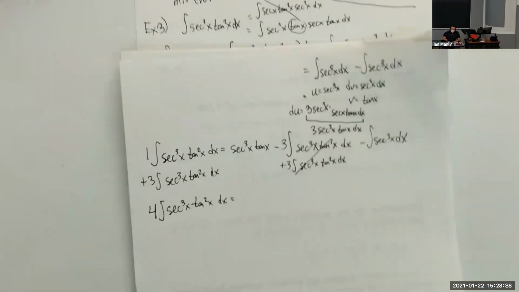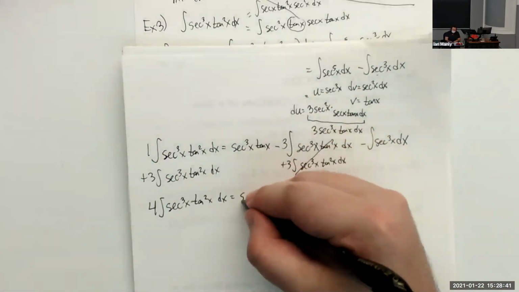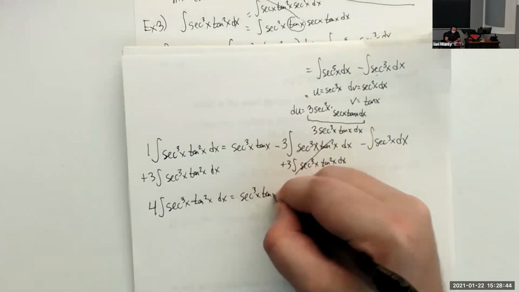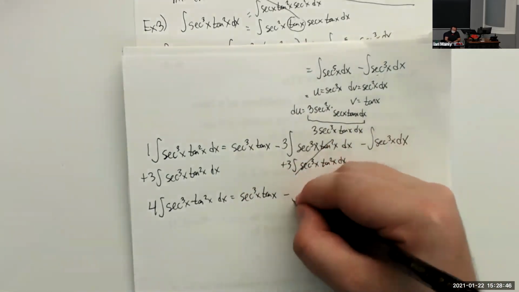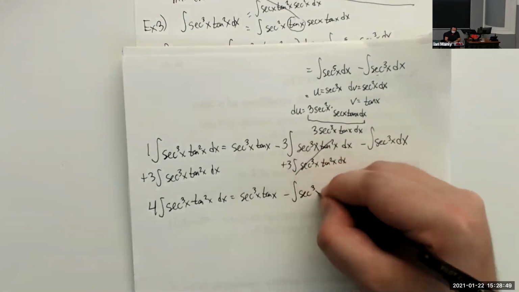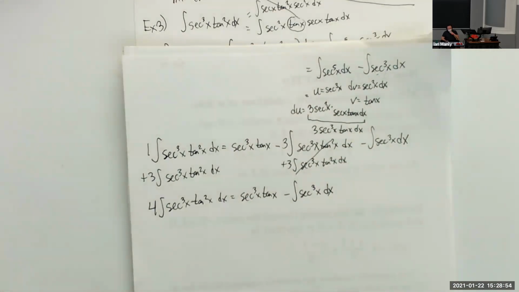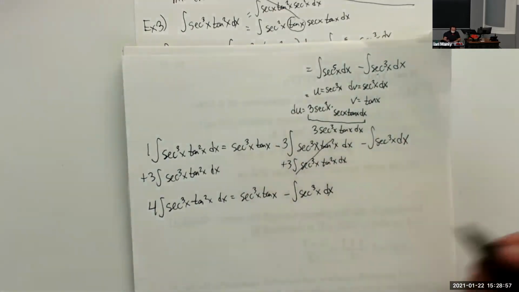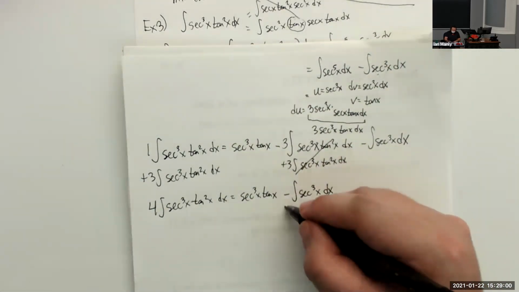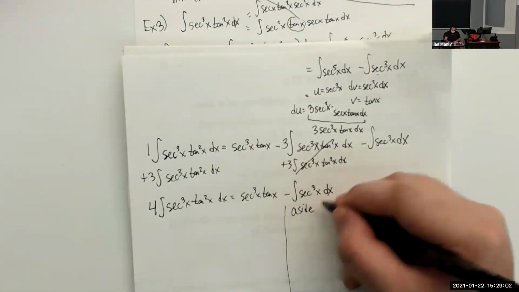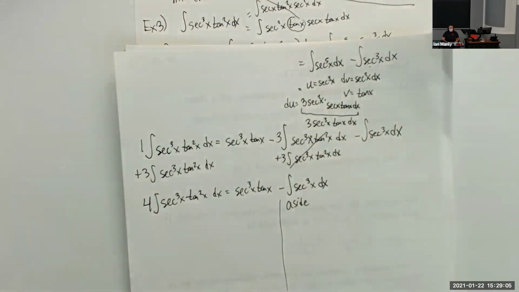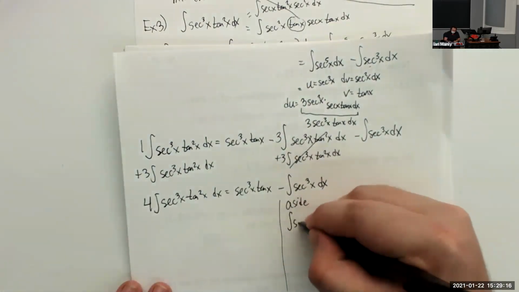Okay, so let's look at the aftermath of this. We have the secant cubed tangent of x here, and then we subtract the integral of secant cubed. So what I'm going to do now is some work on the side here. I'm going to try to figure out what the integral of secant cubed is, and once I get that, I'm just going to stick it back in here, and then I'll have my final answer at that point. So I'm going to do the integral of secant cubed.